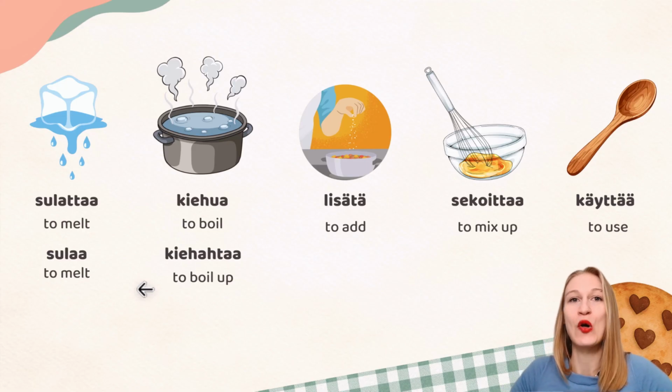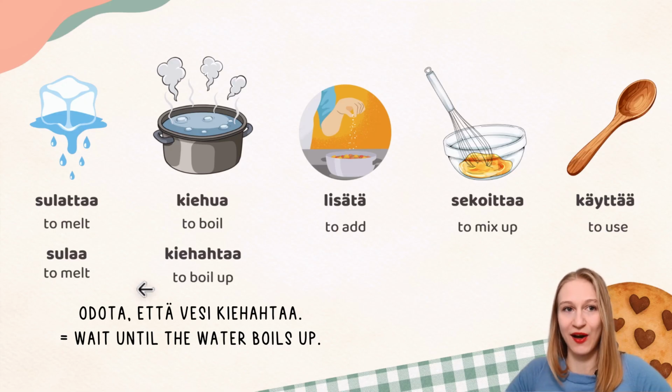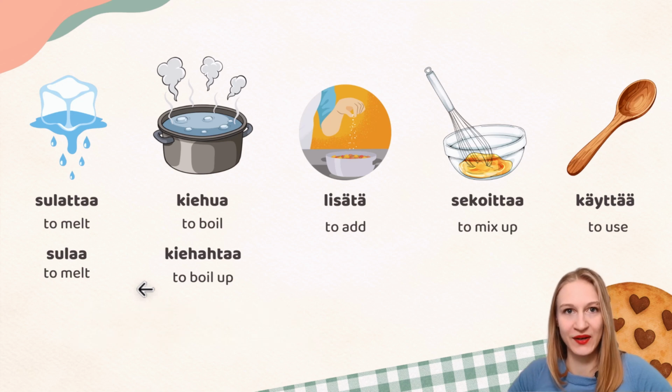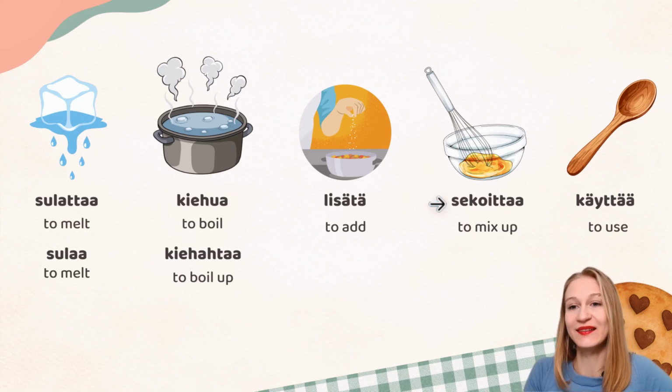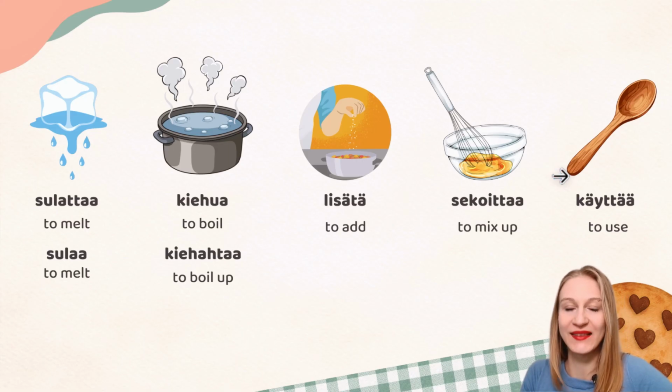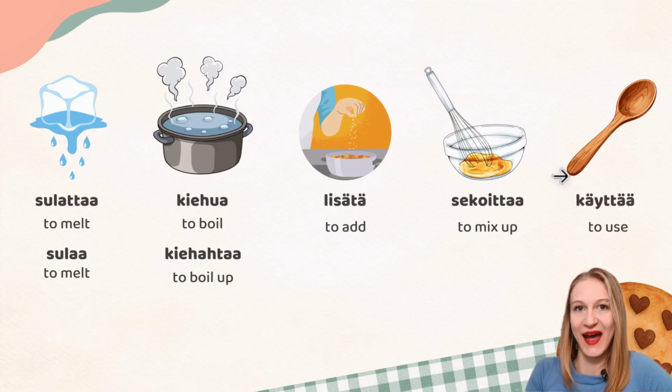For example, odota että vesi kiehahtaa. Wait until the water boils up. It might not mean that you need to actually boil it for a long time, but just until it boils. And next we have lisätä. Lisätä. Sekoittaa. And käyttää.